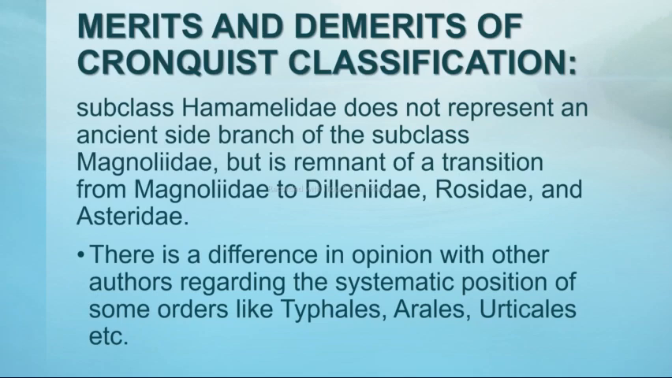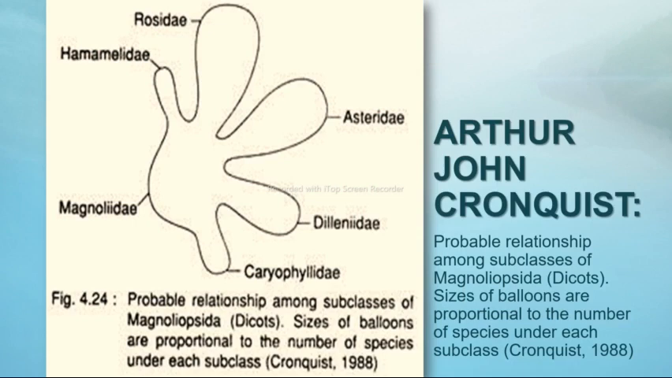This is the probable relationship among the subclasses of Magnoliopsida, the dicots, and the sizes of balloons are proportional to the number of species under each subclass. This is the Cronquist system, 1988. So the first balloon represents the Asteridae, second is Dilleniidae, next is Caryophyllidae, next is the Magnoliidae, next is Hamamelidae, and next is the Rosidae, as shown in the figure.